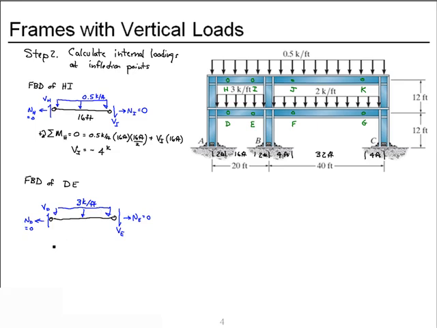We sum moments about point D. Again, I'll choose clockwise as positive because I think it's easier bookkeeping. We have our distributed load, 3 kips per foot through the 16 feet. Oops, we didn't label that. 16 feet. And that resultant acts halfway across. We also have the shear at E acting through 16 feet. When we solve for the shear at E, we get a minus 24 kips.